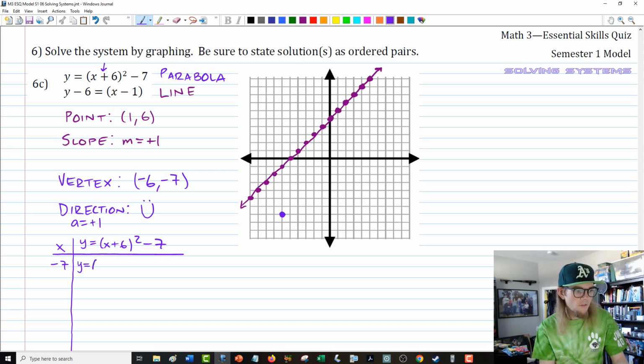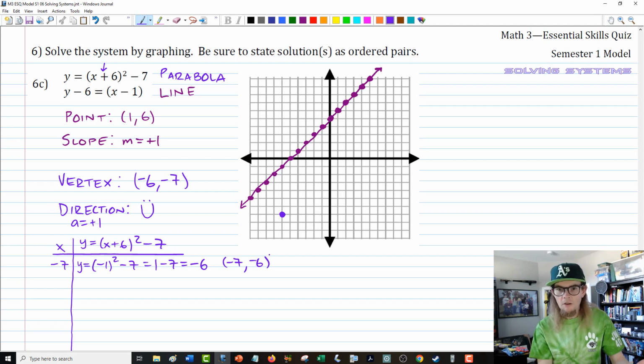If we plug in -7, that's going to be -1, because -7 plus 6 is -1, squared minus 7. That is 1 minus 7, or -6. So we're going to be at the point -7, -6. For a second, my mind went, wait, didn't we already graph that? But no, we had -6, -7 before. That's why they call them ordered pairs. So over here, -7, -6 is going to be right there.